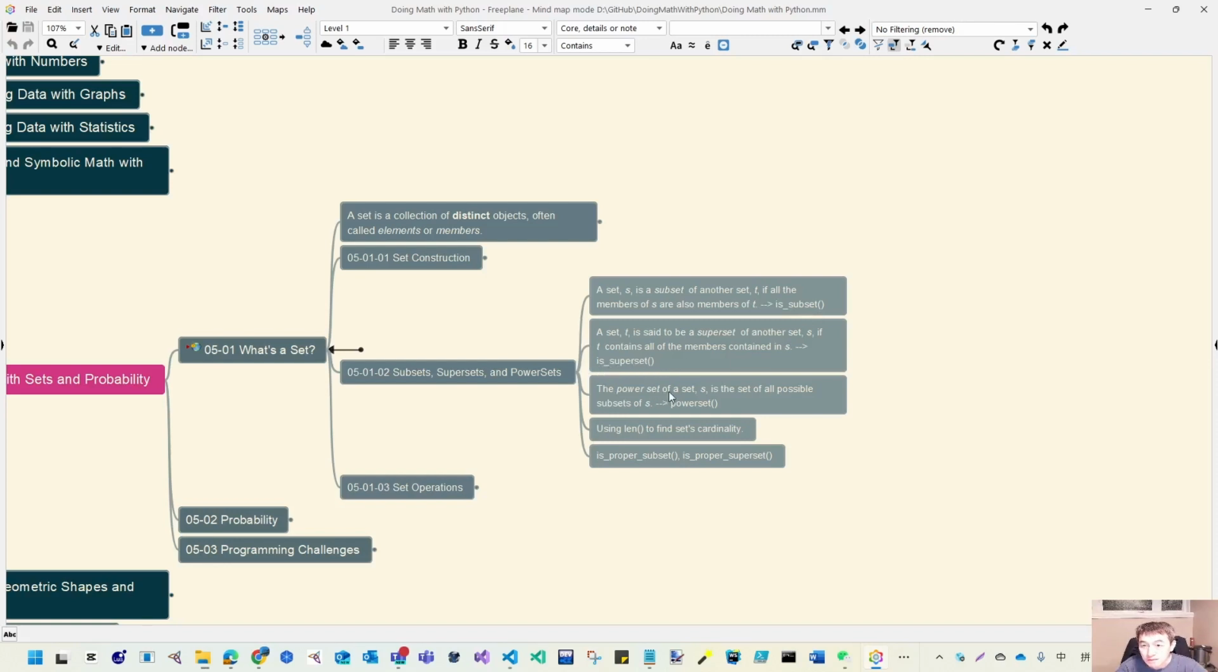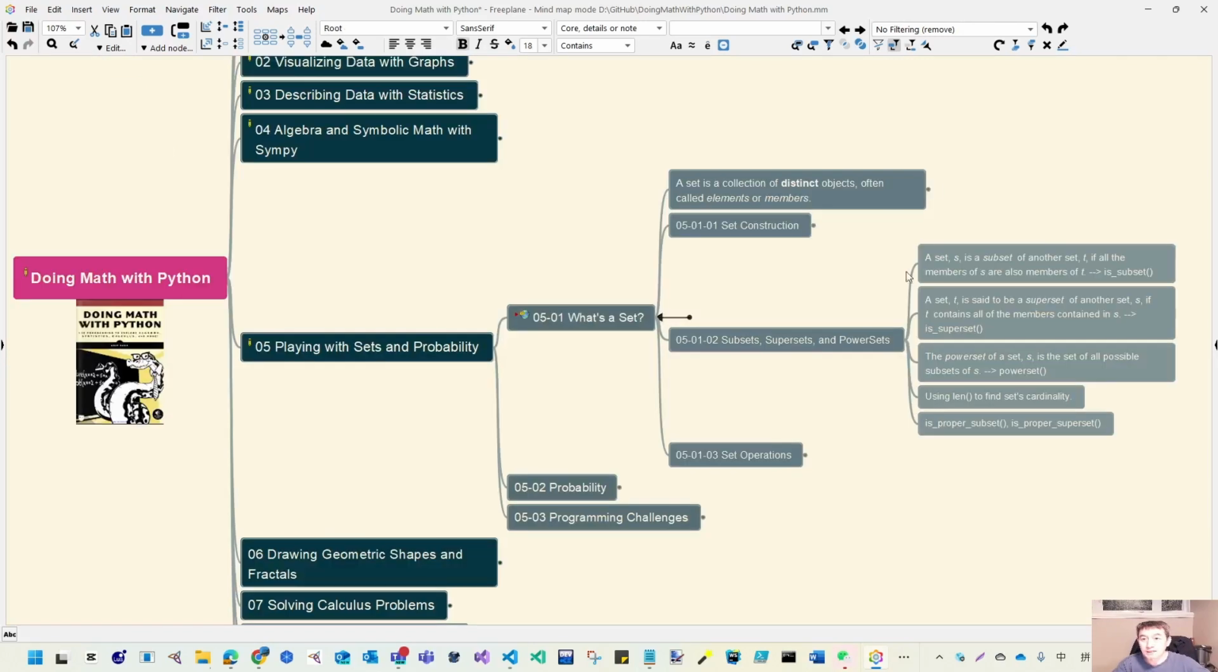The power set of our set S is the set of all possible subsets of S. We will see the power set; we already saw that in the PowerPoint. Use len to find the cardinality. We already did that. S.is_proper_subset or S.is_proper_superset will tell you whether it's a proper subset or proper superset.